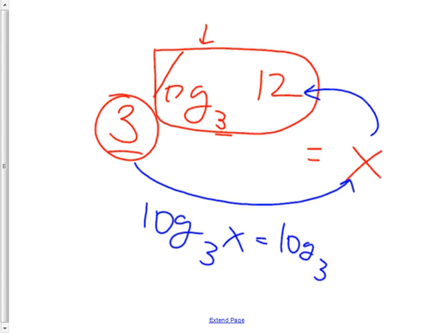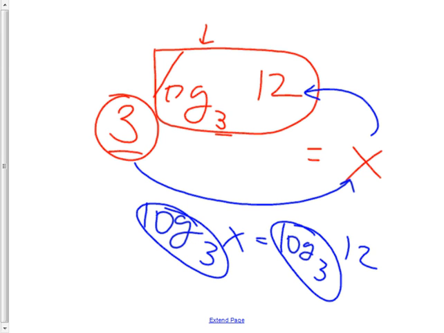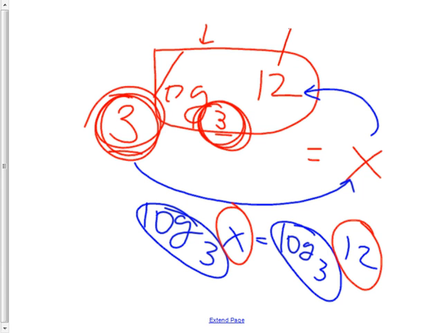Log base 3 of 12. And now do you see that that's the same as that? And therefore, x must be 12. That's the long, slow way of getting to the answer. But I'm trying to focus on giving you some quick ways. The bases are the same. The answer's already there. It's 12.